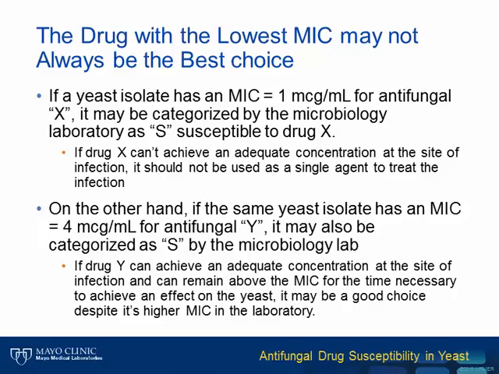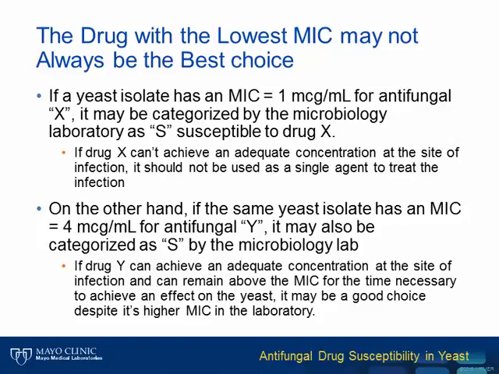So the antifungal drug that has the lowest MIC value may not always be the best choice for treating the infection. For example, if a yeast isolate has an MIC equal to 1 microgram per milliliter for antifungal X, it may be categorized by the microbiology laboratory as S, susceptible to drug X. However, if drug X can't achieve an adequate concentration at the site of infection, then it should not be used as a single agent to treat the infection.